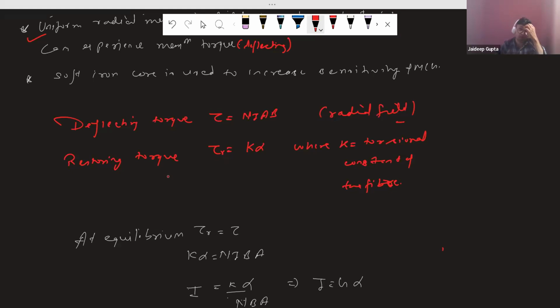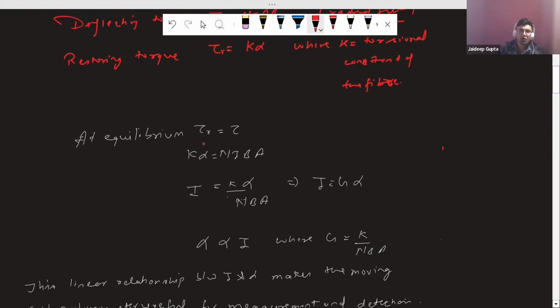Restoring torque, because we have to stop the needle, equals K times alpha, where K is the torsional constant of the fiber. At equilibrium, both become equal. Restoring torque equals deflecting torque, so K alpha equals NIBA. From here we can easily calculate I equals K alpha over NBA, so I equals G alpha, where G is K over NBA, which is a constant. It shows that alpha is directly proportional to current. This is a linear relationship.